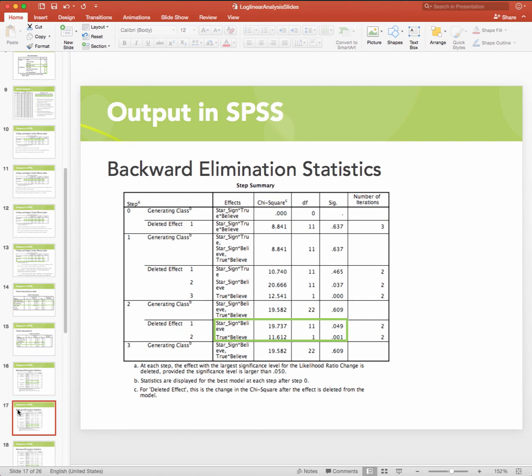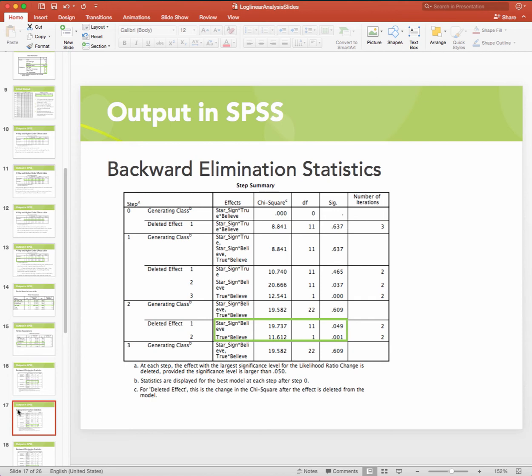And these interactions involve all three of the main effects, because the variables star sign, true, and believe are all involved in at least one of these remaining interactions. Our main effects are not examined because their effect is confounded with the interactions that we've retained.